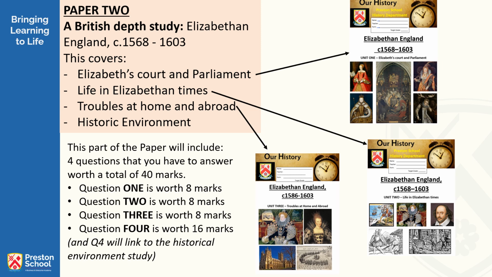This part of the paper is broken into 4 different exam questions. Again, like the medicine one, questions 1, 2, and 3 are worth 8 marks, and question 4 is worth 16 marks. In this paper, there are no spelling, punctuation, and grammar marks. Question 4 is also about the historical environment study, which gives us an advantage because we know what this question is therefore going to be about.